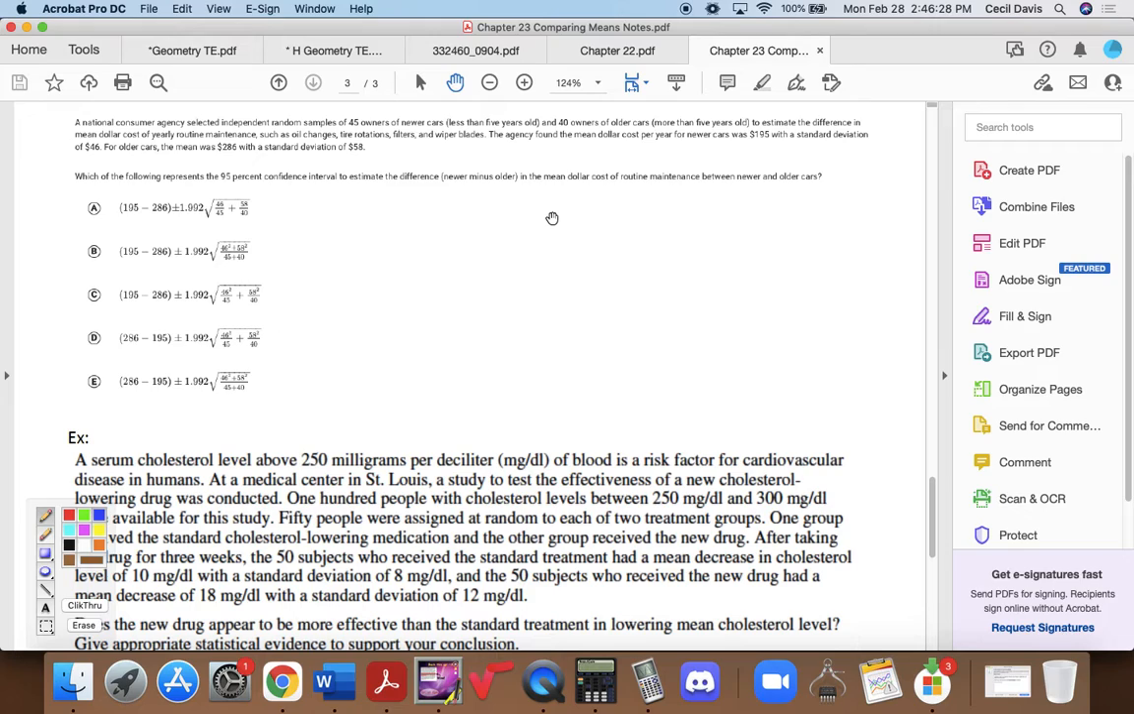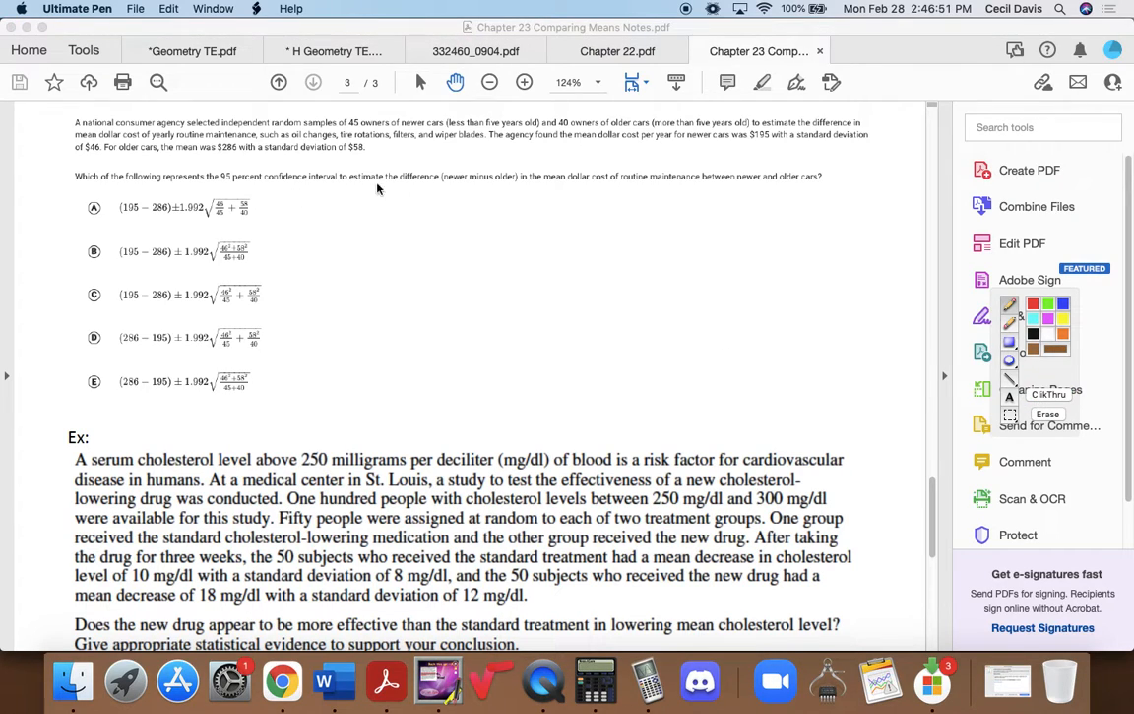Okay, so the first thing to notice is that we're doing newer minus older. And that is frequently the way that we'll write those out. I usually don't write out the word minus. I usually do newer and the minus sign and then older. So we can eliminate some of these immediately. For the newer cars, the mean dollar cost was $195, so it should start with $195. So these two are out immediately.